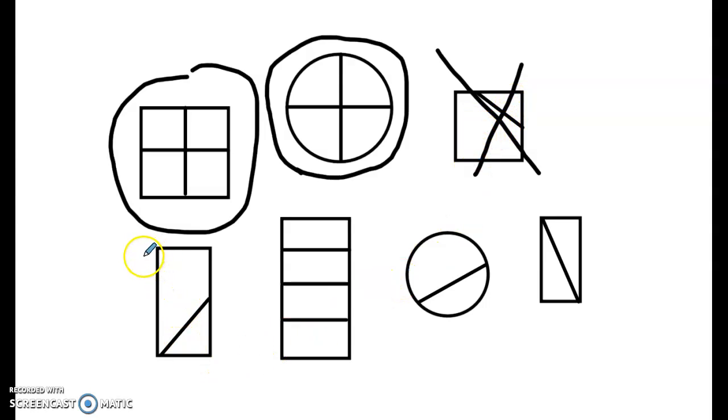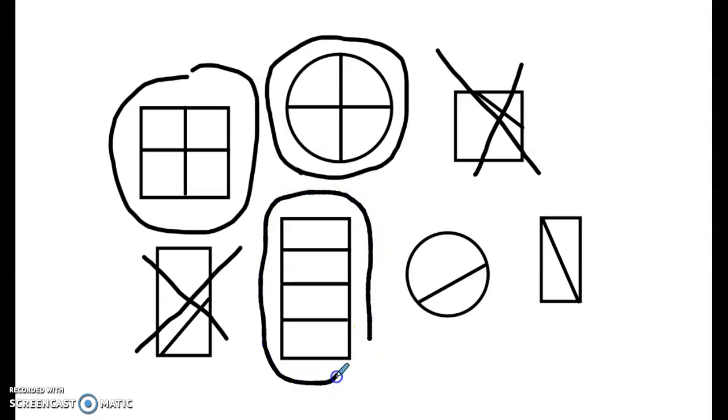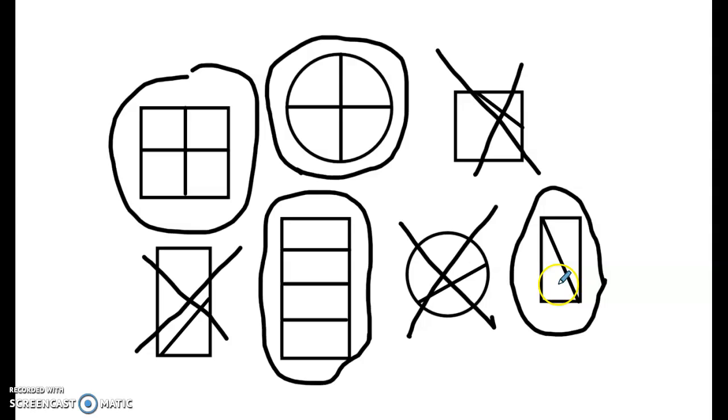Same with this rectangle. This is not divided into equal parts. This rectangle, though, is divided into four equal parts. Each of the parts, here, here, here, and here, are all the same size. This circle, nope, not equal parts. And this rectangle, it is equal parts. So by looking at these shapes, we can see that there's different ways of splitting up circles, squares, rectangles, so that they have equal parts. But the most important thing is that if it is in equal parts, each of the separate parts within the shape are the same size.